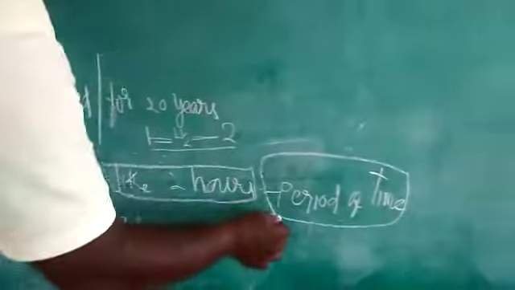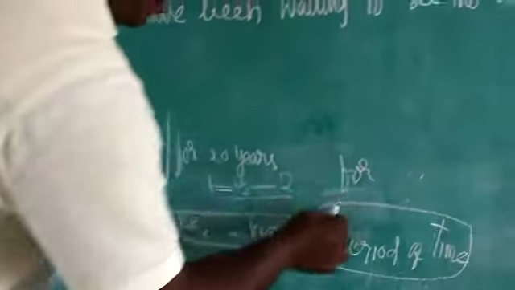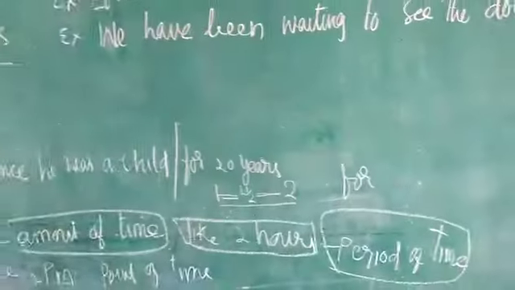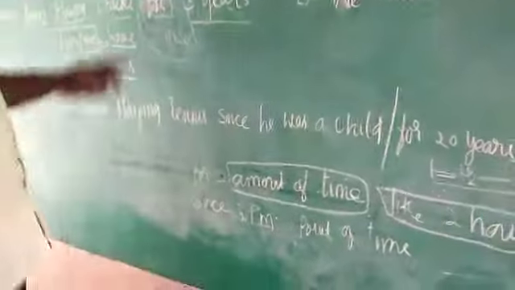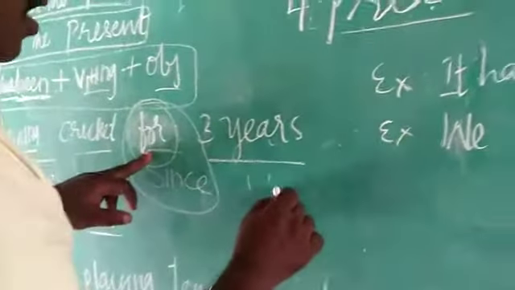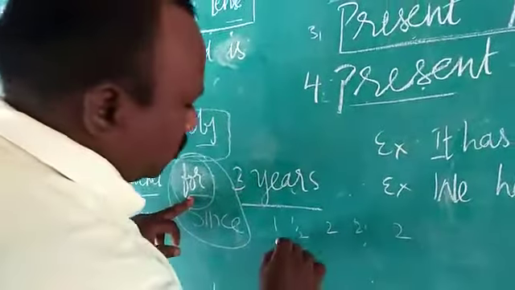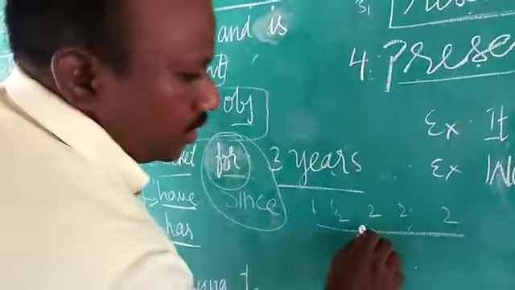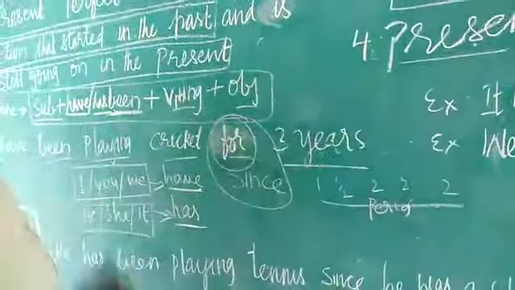So whenever you get for, that is called an amount of time, a period of time. In the sentence also it says for 3 years: 1 year, 1.5 years, 2 years, 2.5 years, 3 years. So it took some time here. This is all called a period of time. So for is talking about a period of time.